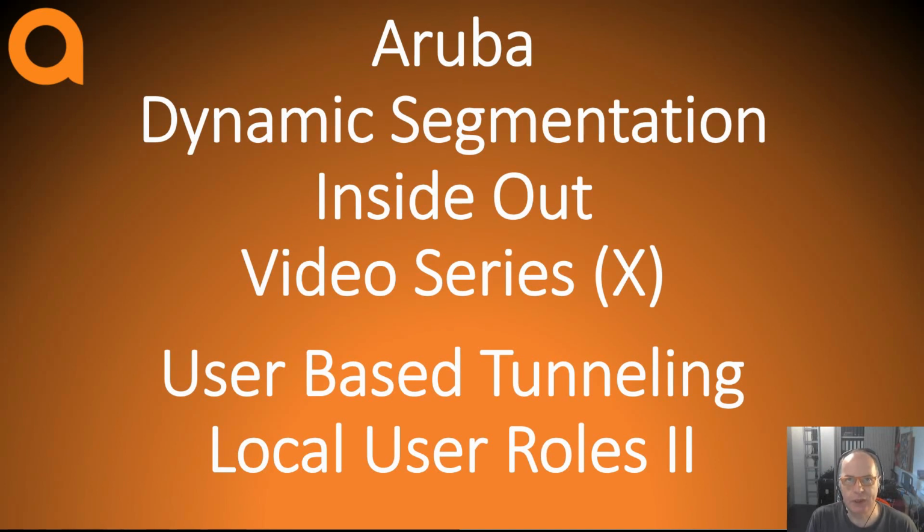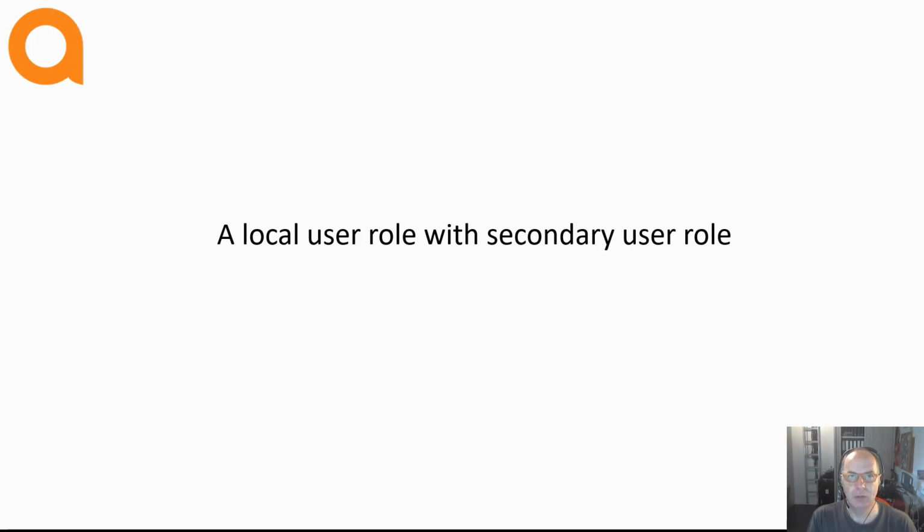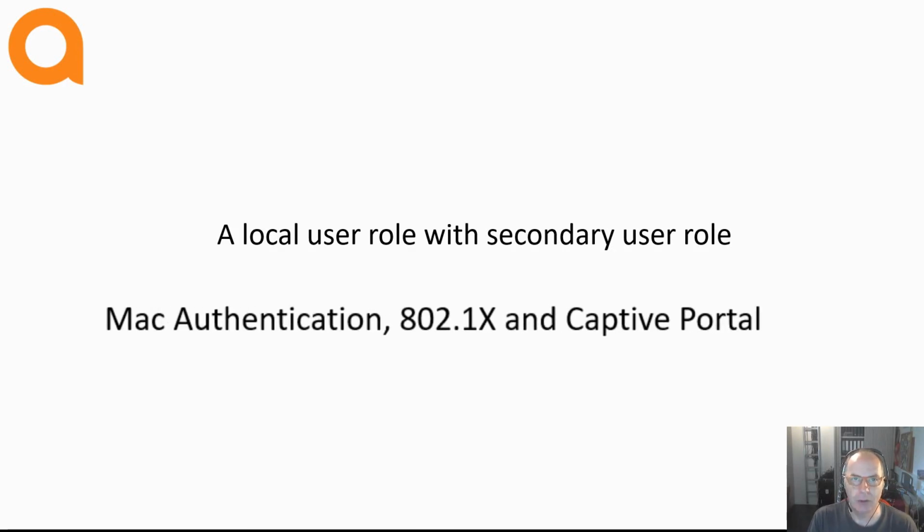As said, in this video I will cover the configuration of user-based tunneling with local user roles, but what I'll do now, as a continuation of the next video, is configure local user roles with a secondary user role. And for this scenario, I will also be configuring MAC authentication, 802.1x and captive portal.